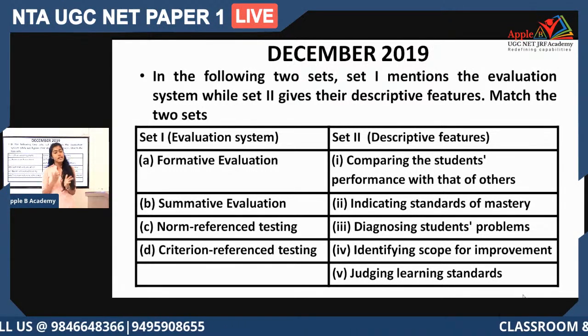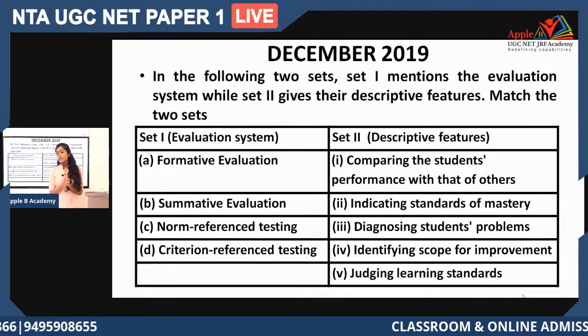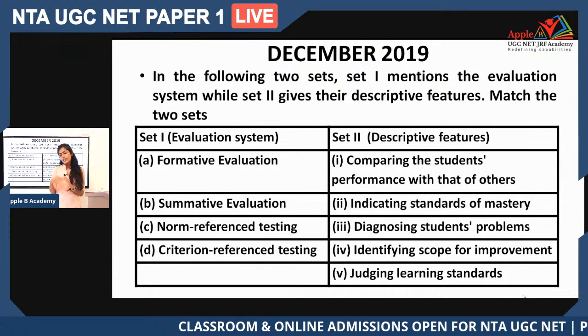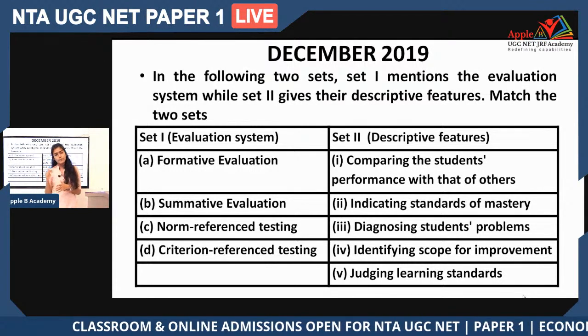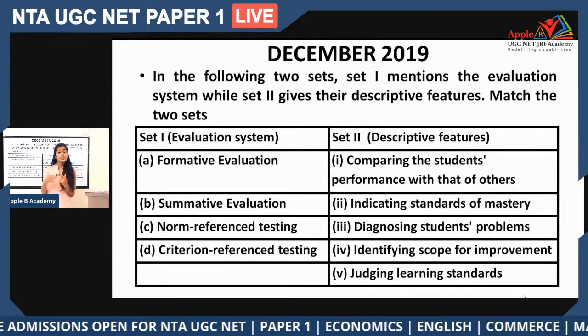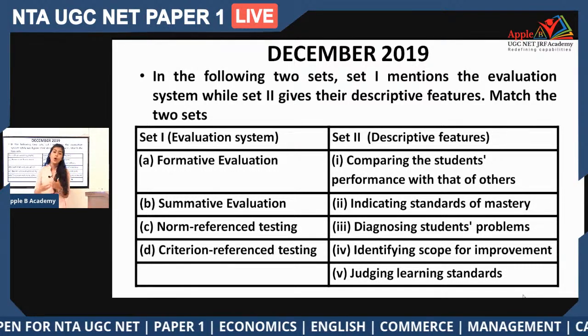So it's basically a match the following question. So the first option, option A, is formative evaluation. So which is the right option that you can pick out from set 2 which can match with formative evaluation? That is option 4, that is identifying scope for improvement.